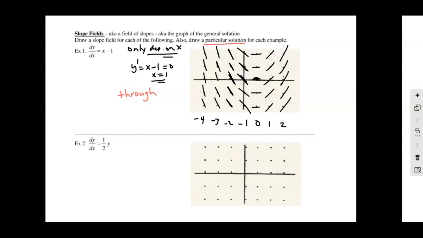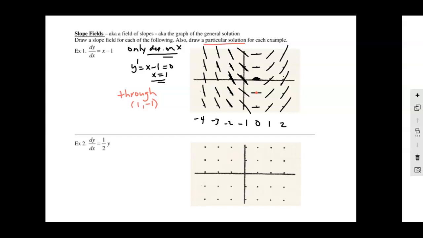Let's do the particular solution through the point 1, -1. Let's find that point. 1, -1 would be right here. Now, that point is special because that's where you have the horizontal tangent. That's where the slope is 0.